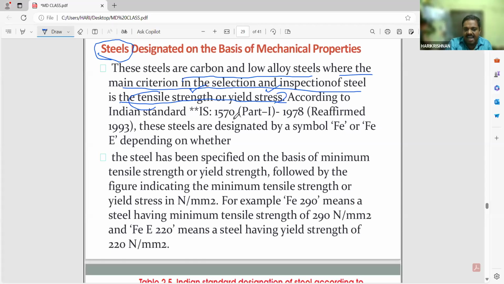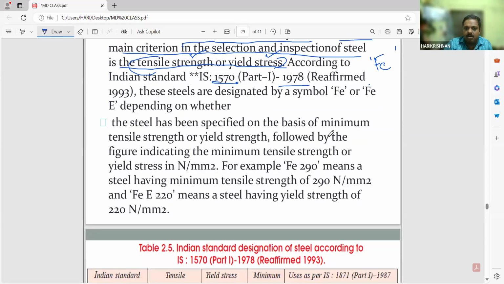According to Indian standard IS 1570, 1978, these steels are designated by the symbol Fe. Okay, symbol Fe. So steel has been specified on the basis of minimum tensile strength or yield strength, followed by a figure indicating the maximum tensile strength or yield stress in Newton per mm square. So the unit is Newton per mm square. For example, if Fe290 means steel is having tensile strength of how much? 290 Newton per mm square.